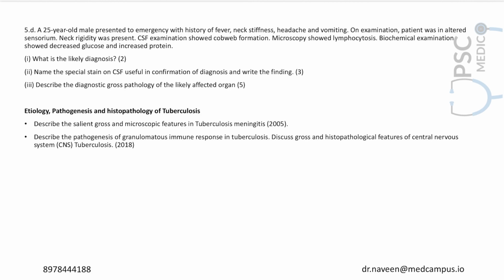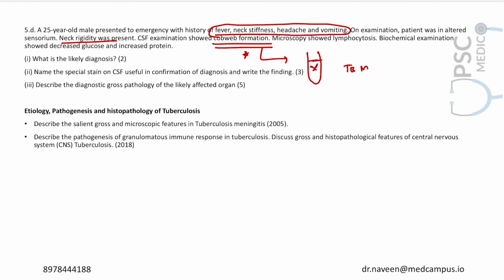Next, a 25-year-old male, emergency, fever, neck stiffness, headache, vomiting. So it looks like meningitis, neck rigidity was present. See, this is cobweb formation. Cobweb formation is actually a NEET PG 2022 question. When you let the CSF sample stand in the test tube, a cobweb forms, and it's characteristic of TB meningitis. If you open MedCampus MedPix, you will see the picture of the cobweb in the first column itself.